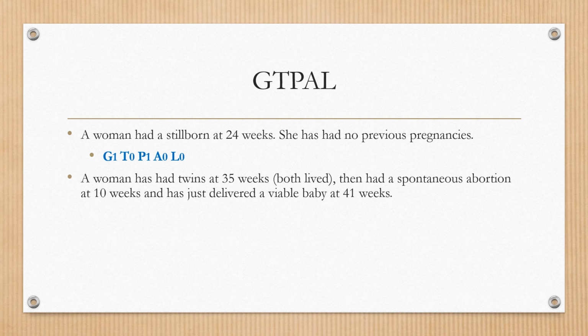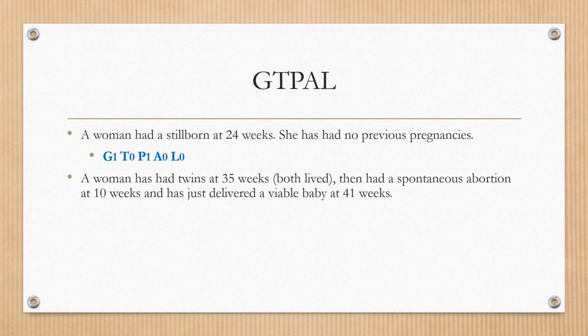Okay, so we have twins at 35 weeks, that's 1 pregnancy. Spontaneous abortion at 10 weeks, that's another pregnancy. Viable baby at 41 weeks, that's a 3rd pregnancy. So we know her G is a 3, correct?